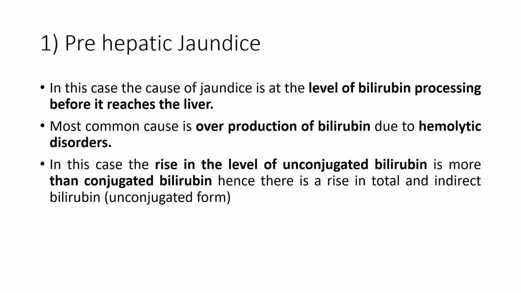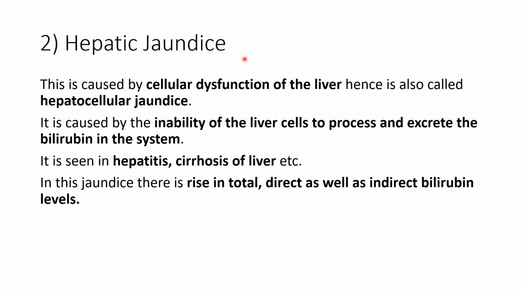Hepatic jaundice. This is caused by cellular dysfunction of the liver, hence this is also called hepatocellular jaundice. It is caused by the inability of liver cells to process and excrete the bilirubin in the system. This is seen in hepatitis and cirrhosis of the liver, etc. In this jaundice, there is a rise in total, direct as well as indirect bilirubin levels.